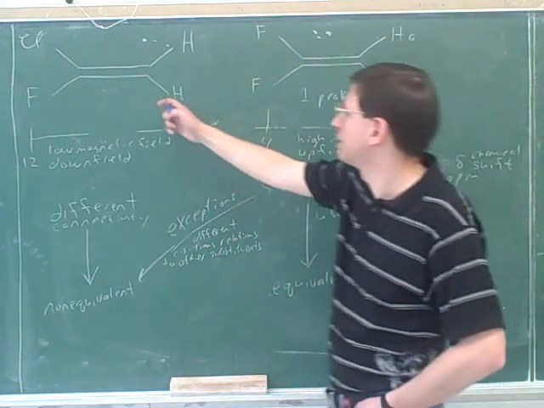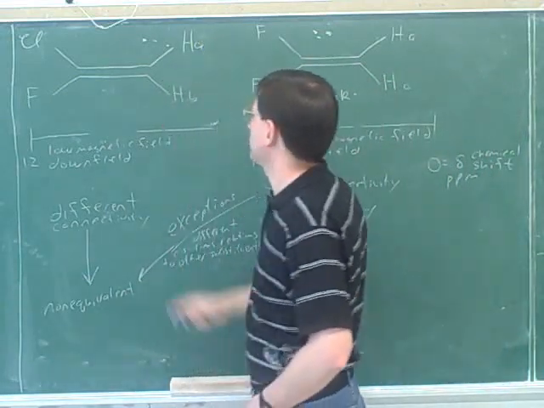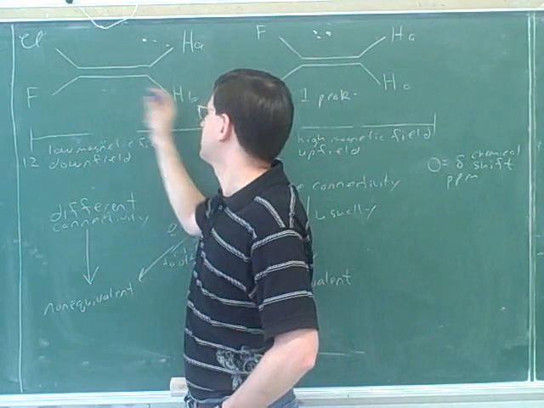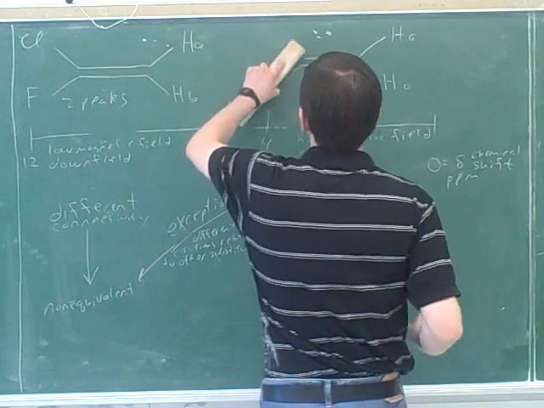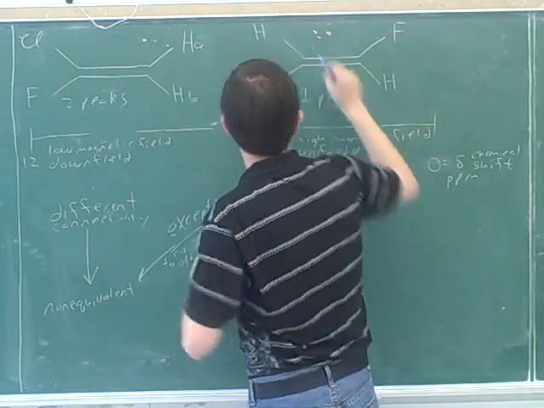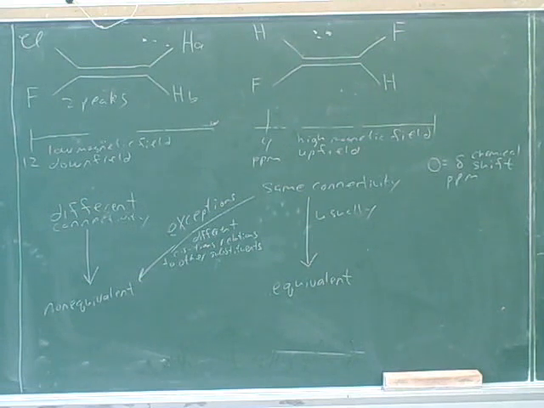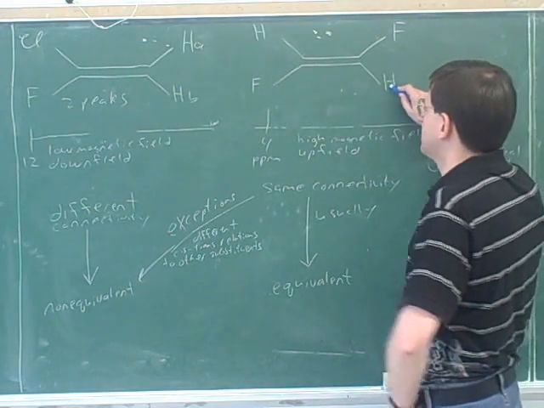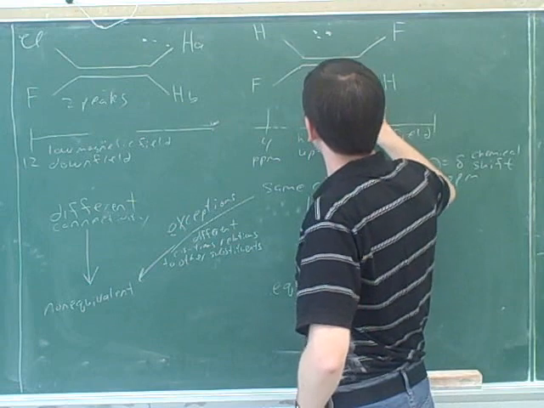When you're ready, how many peaks here? 2. Now there are different cis-trans relationships. HA is cis to the chlorine, but HB is cis to the fluorine. How many peaks here? 1. 1 peak. This hydrogen is cis to a fluorine, and this hydrogen is also cis to a fluorine. So they really are in the same environment. And there's only 1 peak.